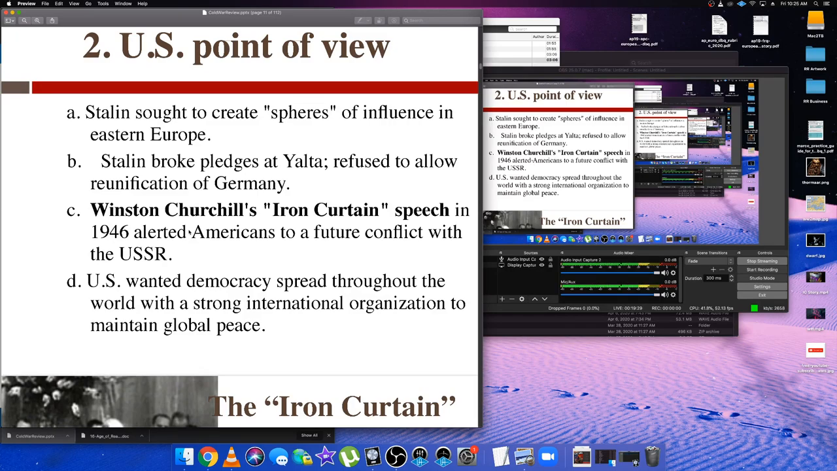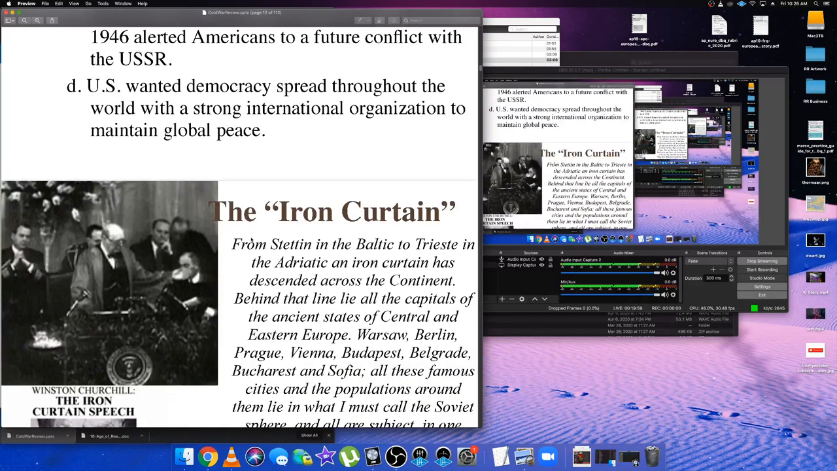But the Berlin Wall is only in Berlin, and it's only around the Soviet sector of Berlin to wall in their own people from escaping over to the western side of Berlin, which was controlled by the United States and the Western powers. So the United States wanted democracy spread throughout the world with a strong international organization to maintain global peace, and they view the Soviet Union as an obstacle to that.